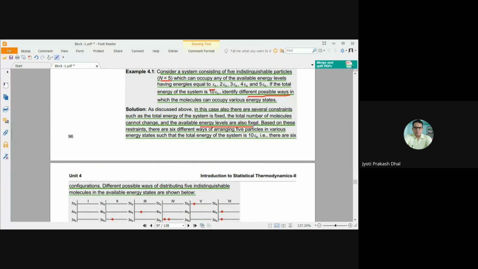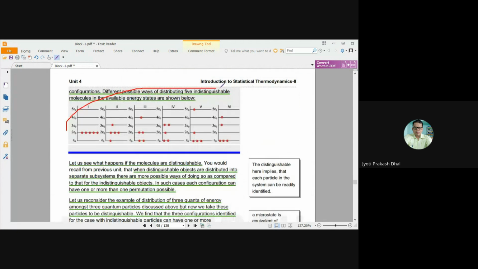Based on these conditions, there are 6 different ways of arranging the 5 particles so that the total energy of the system is 10 epsilon 0. That means there are 6 configurations. The different possible ways of distributing the 5 identical molecules in the available energy states are given in this figure. So these are the 6 configurations. For each configuration, you can see the total energy of the 5 particles will be equal to 10 epsilon 0.